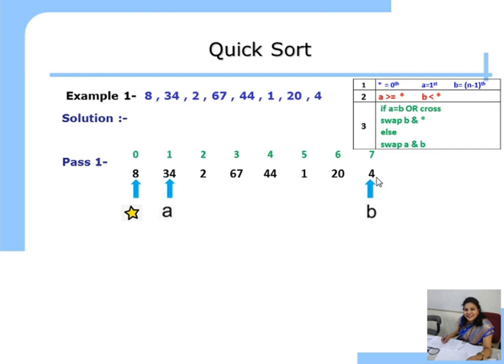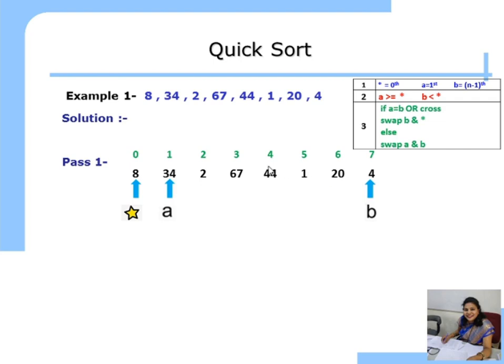Is 4 less than the pivot 8? Yes. So B is also adjusted. After adjusting, we do this operation. Are A and B equal? Is it at the same position? No. There is an OR condition, so we have to check this only.